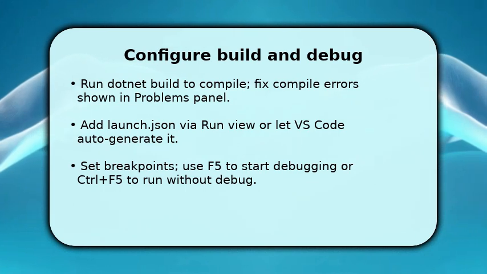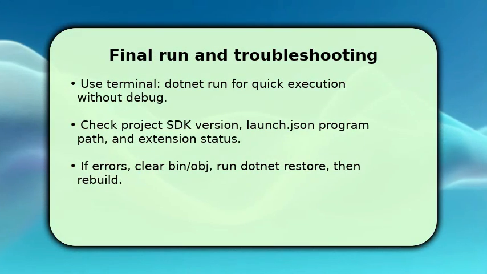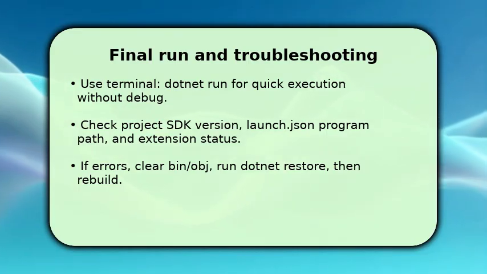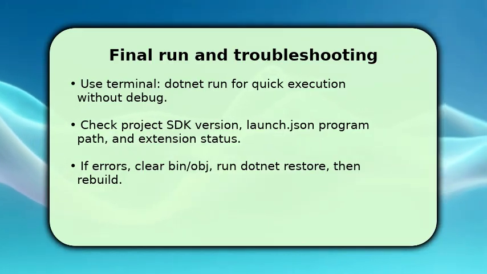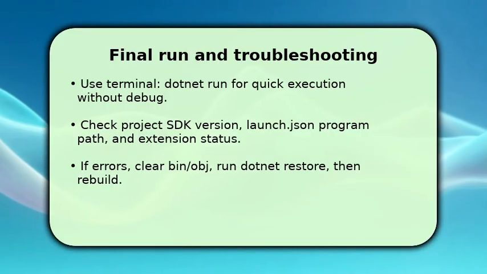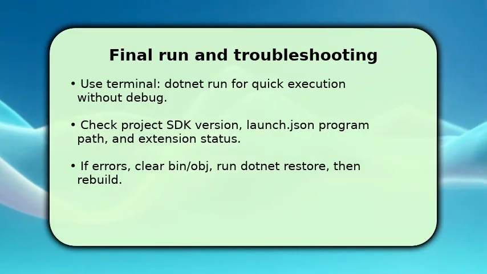To finish, run your program. Use the integrated terminal and dotnet run for a fast check or F5 to hit breakpoints and inspect variables. Make sure launch.json points to the correct DLL or project and that the C# extension is enabled, because mismatched SDK versions or wrong program paths are common causes of failure.